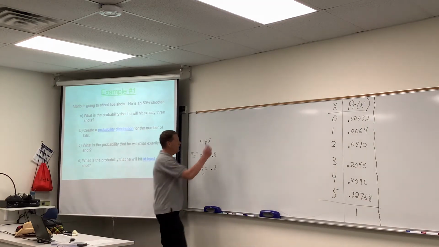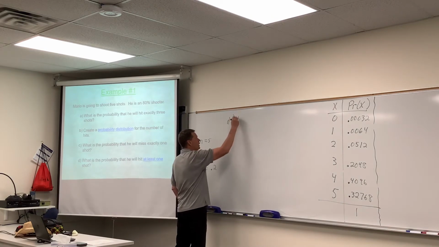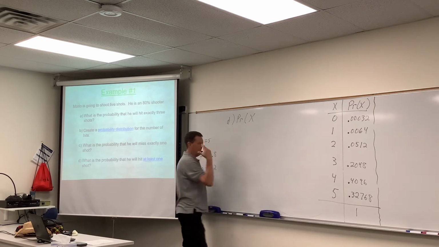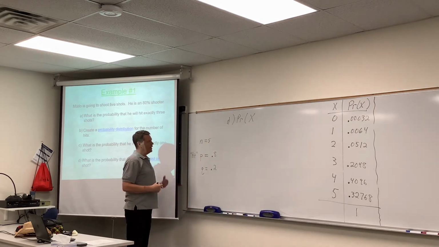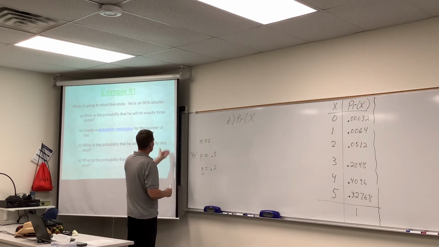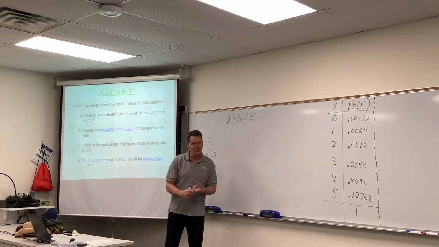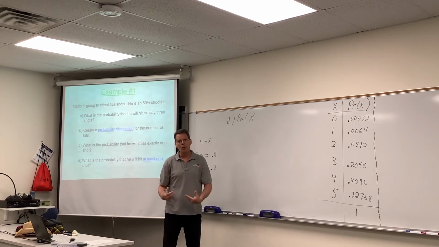In part D here, now we got to be careful. This one says the probability that the number of shots he hits, which again is called X, and this time it says at least one. He hits at least one. That doesn't mean just one shot. That means one or more.